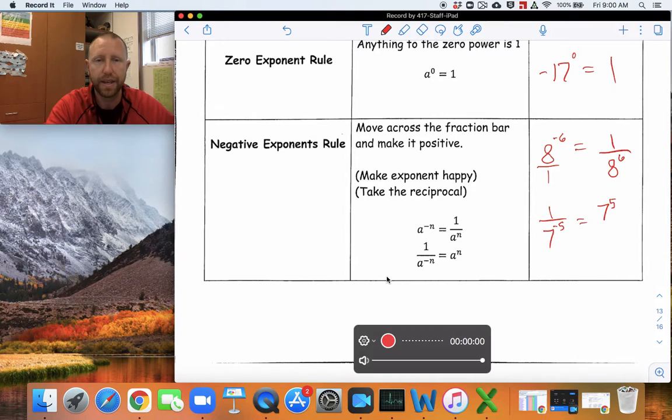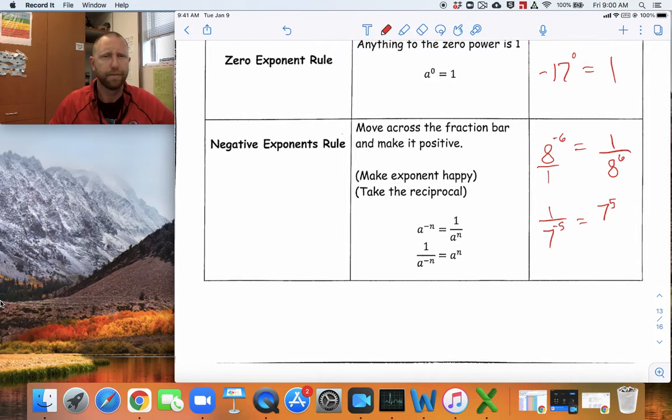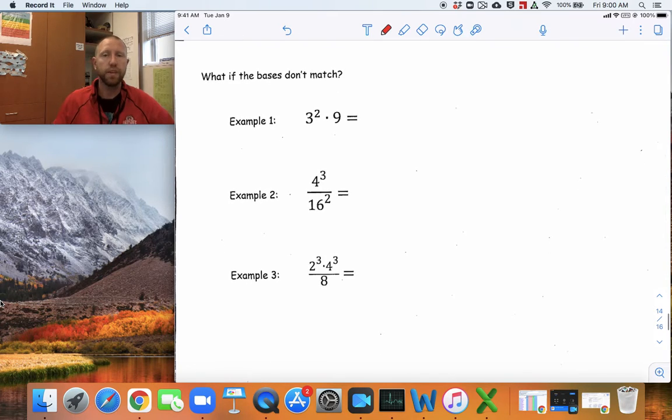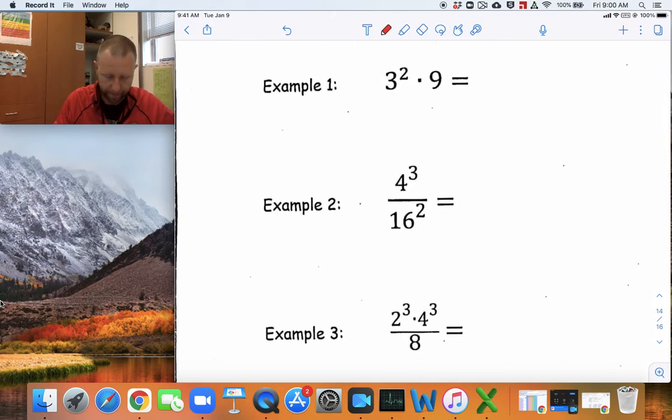Okay. Now we get to the stuff where you guys get to level up a little bit. For this, it says, what if the bases don't match? How am I supposed to apply these rules when these bases don't match? And this is the exciting part. This is the stuff that gets your math teachers excited. Okay.